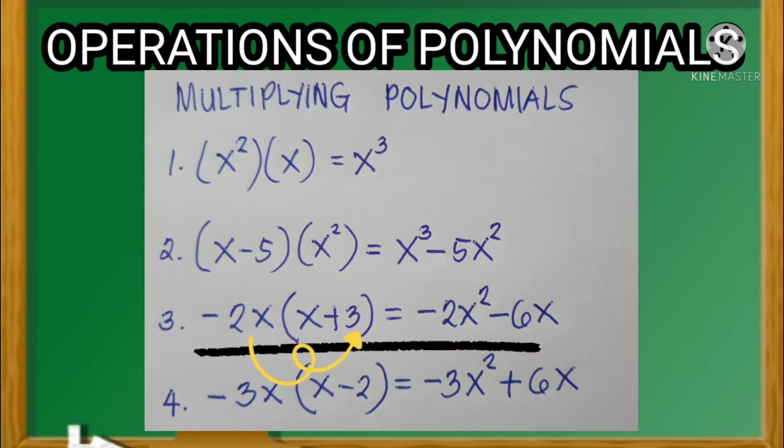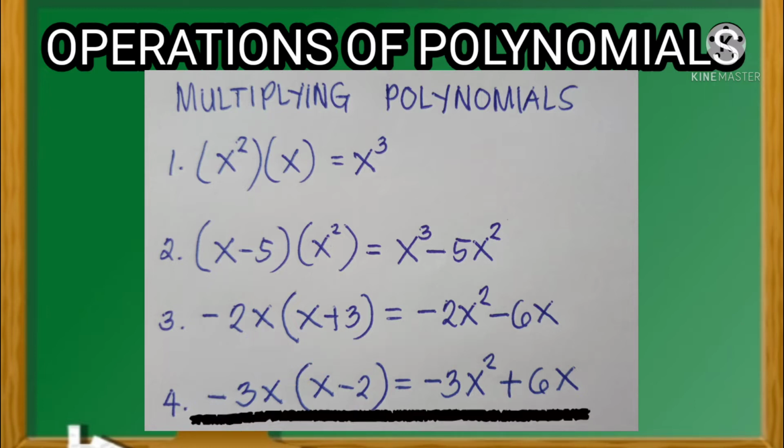Then copy x. In number 4, negative 3x times x minus 4, we multiply first negative 3x and x. So the product is negative 3x squared. Then negative 3x times negative 2, since we are multiplying negative and another negative, the product is positive. So that's why we have here a positive. So 3 times 2, that is 6.